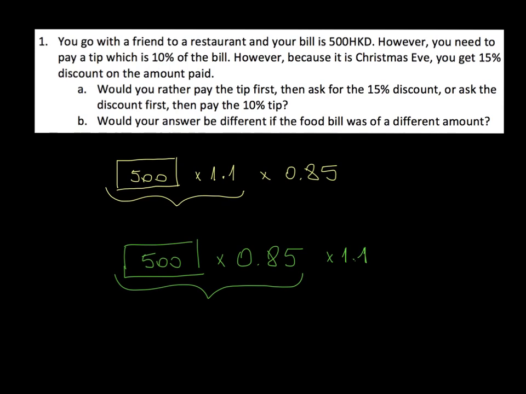Question B. Would your answer be different if the value of the food is different? The answer is no. No matter what the price of your food is, no matter what number is in this box, the calculation will be the same, because it doesn't matter in which order you multiply, you get the same answer. So the answer is the same in the sense that it doesn't matter what you pay first. You pay the tip first and then you get the discount, or you first get the discount and then you pay the tip.